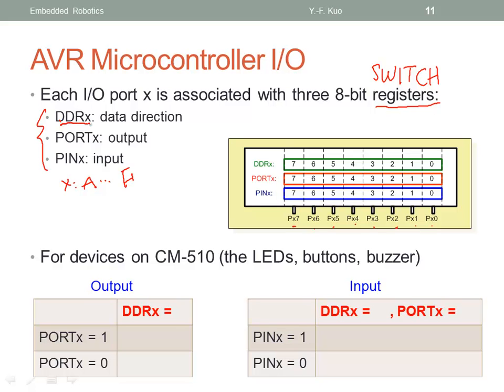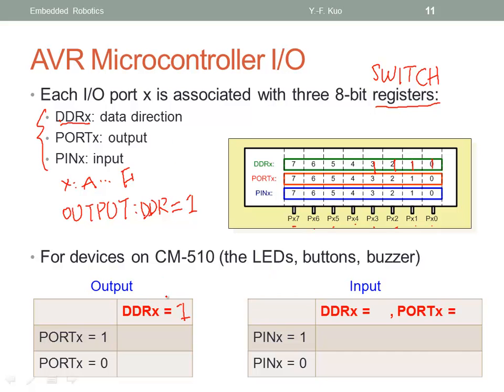The DDRX is the data direction register, so we can use it to control either input or output. If we want to make a pin used for output, we have to set the DDRX bit to 1. This is bitwise. For example, if we write 1 in bits 0, 1, 2, 3, then those pins are used for output.